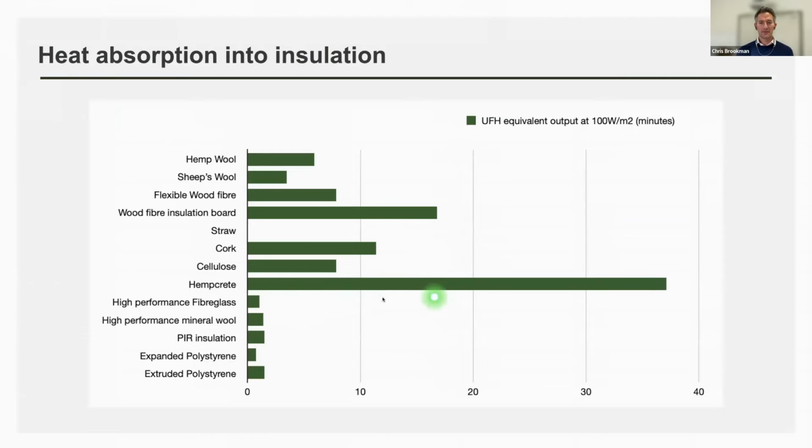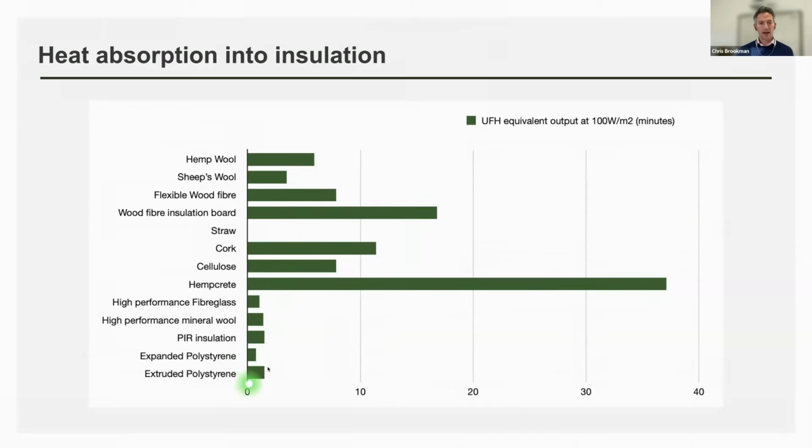So you can see that really heavy materials like hemcrete and wood fiber are soaking up huge amounts of energy before their temperature is actually reaching equilibrium with the internal temperatures. In the case of hemcrete, you're looking at well over half an hour. Wood fiber is about 17 minutes.